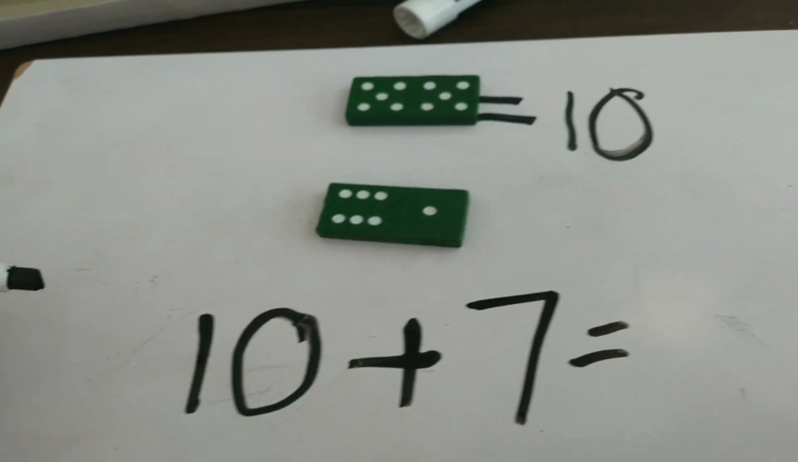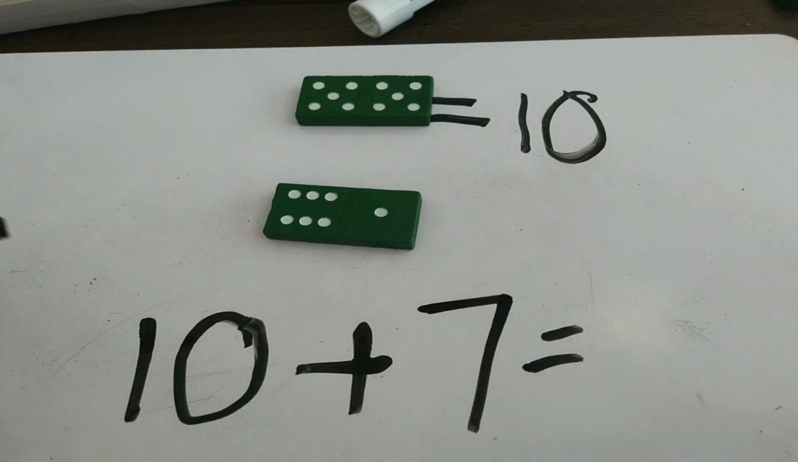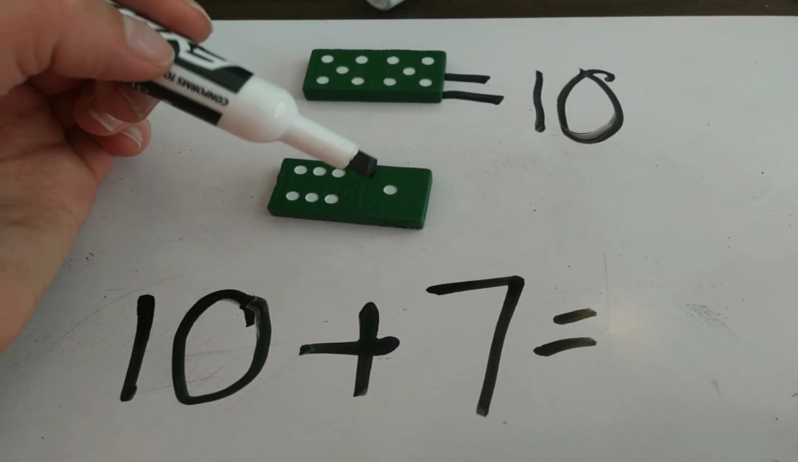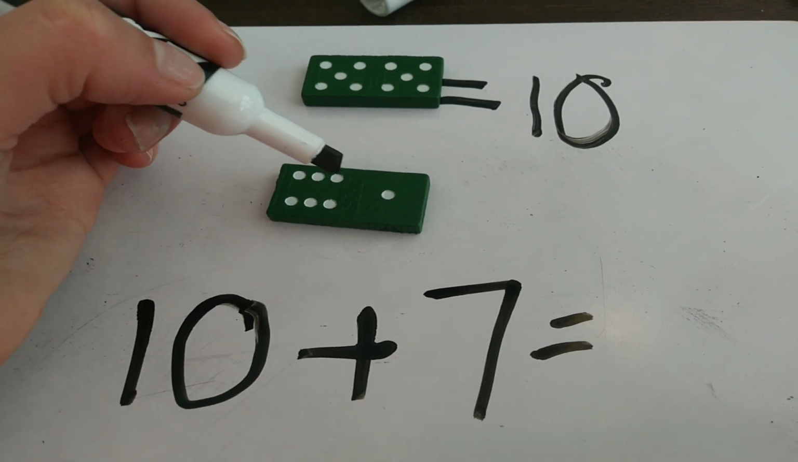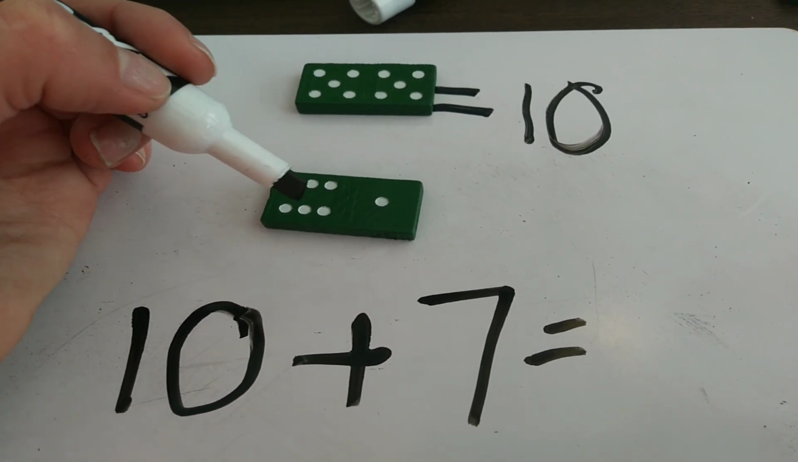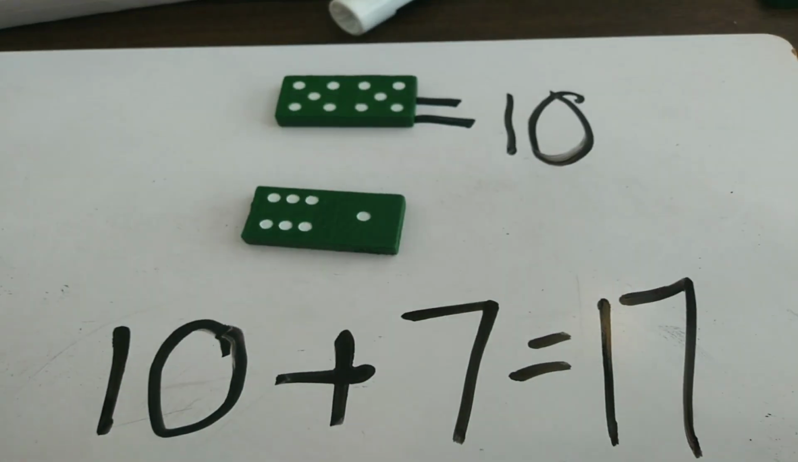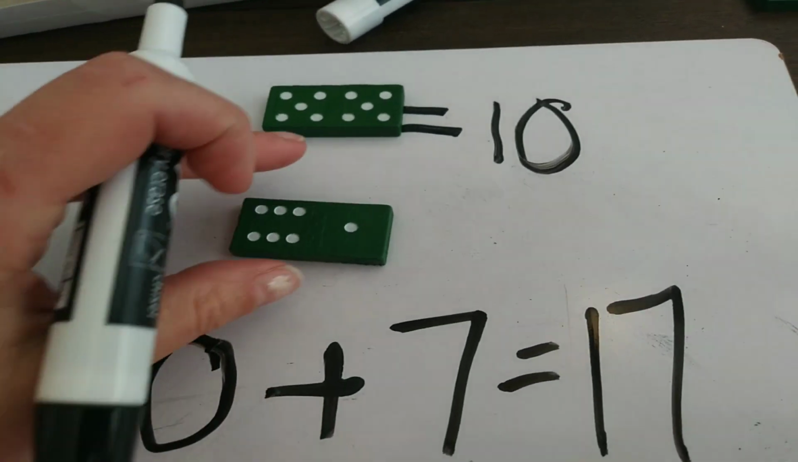Good. Okay, so 10 plus 7 equals how many? Remember to count up. 10, 11, 12, 13, 14, 15, 16, 17. Very good. So 10 plus 7 equals 17.